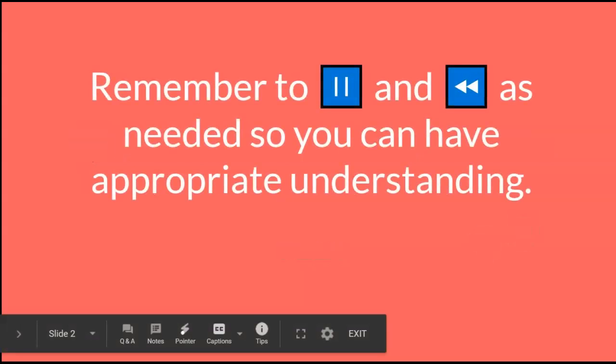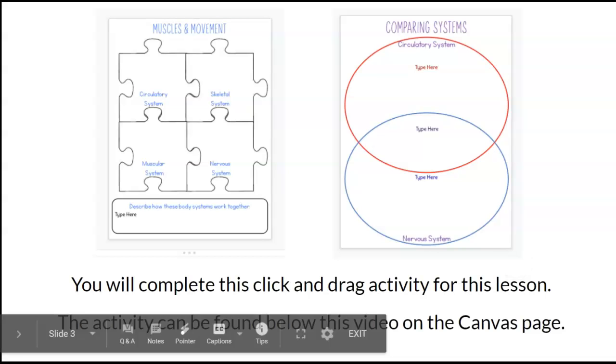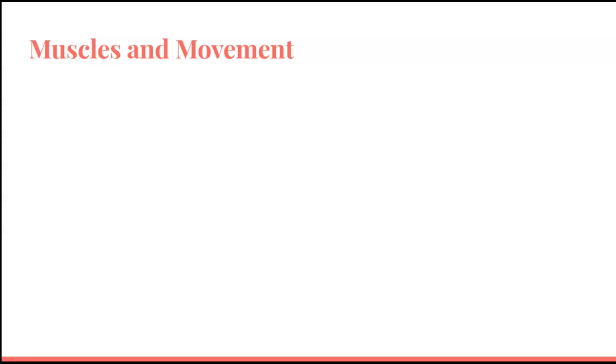Throughout this, please remember to pause and rewind as you need, so that way you can have appropriate understanding, and it might be helpful to have something to write on and write with. It might also be helpful to go ahead and have the activity out. All the notes that you will need from this video can be done directly on that activity. It can be found below this video on the Canvas page. Of course, if you want to write it down first, that's cool too. Alright, so let's get going.